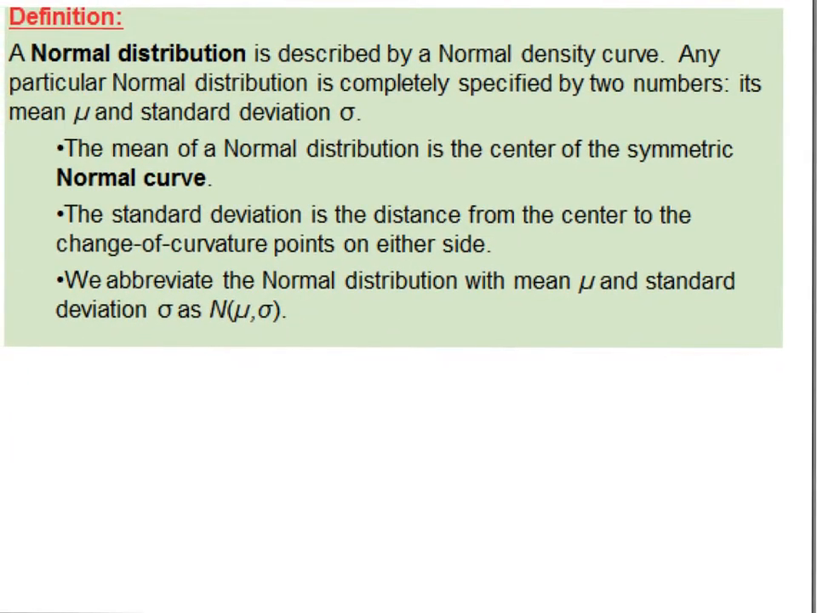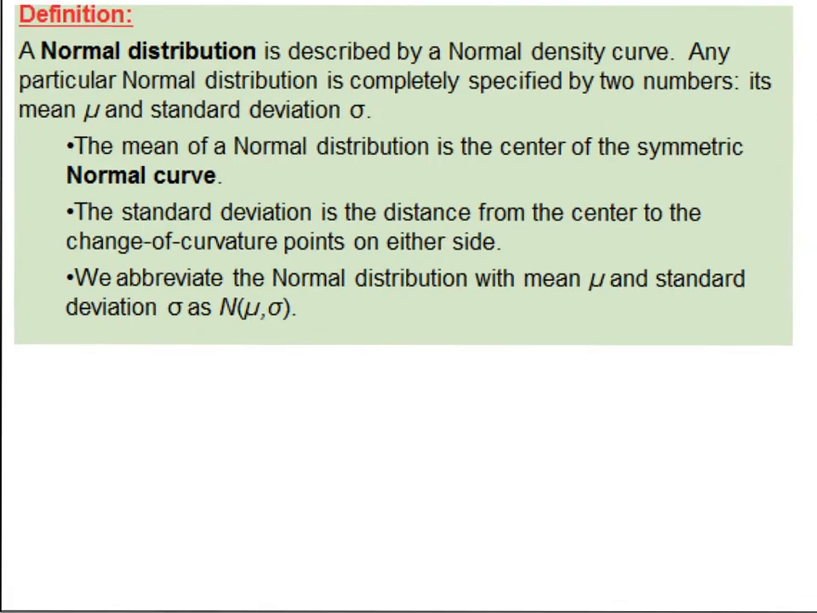Really the only thing that I want you to see here is just this notation, if you ever see it. That N is specifying that the distribution you have is normal, and then it cites mu and sigma.